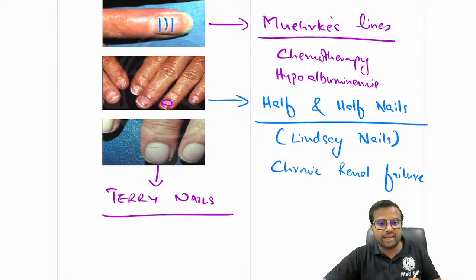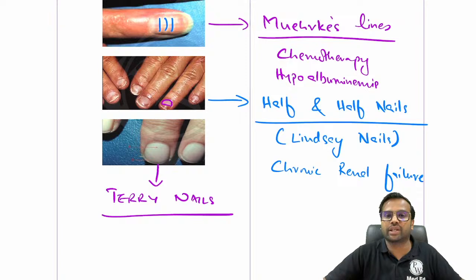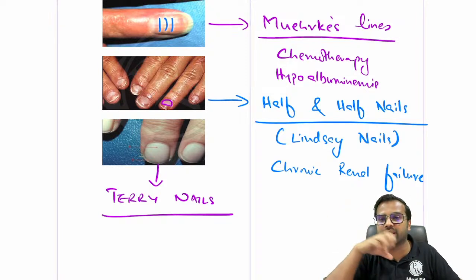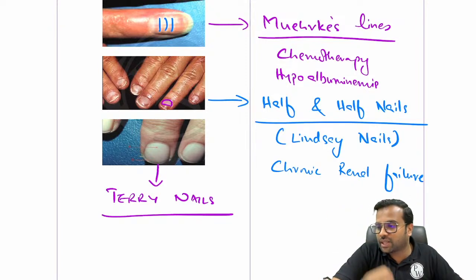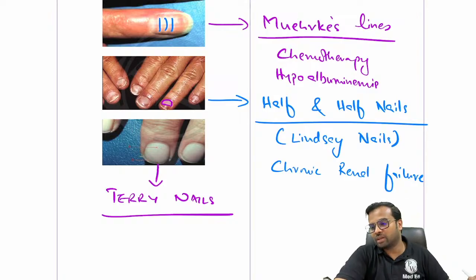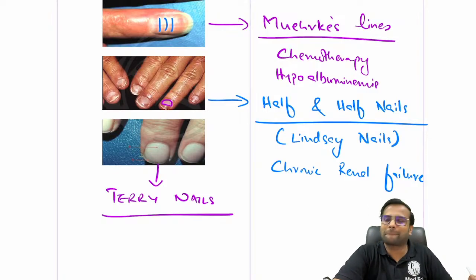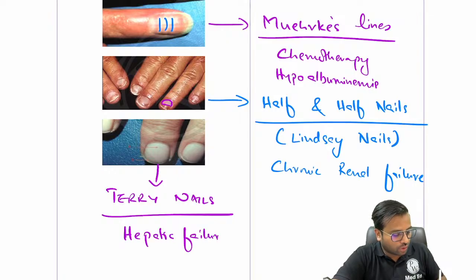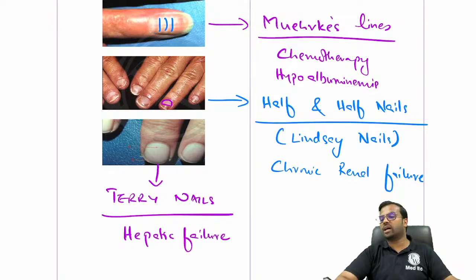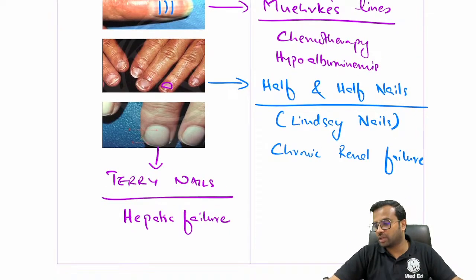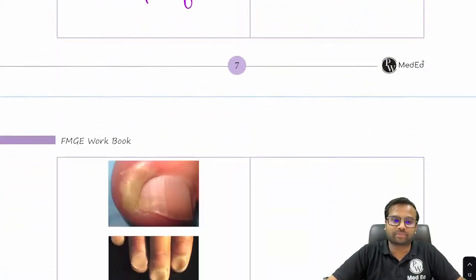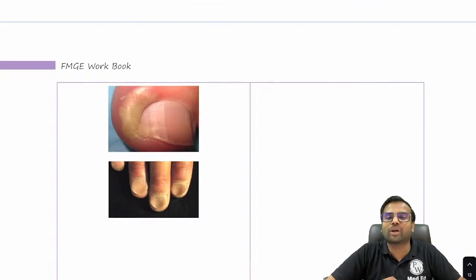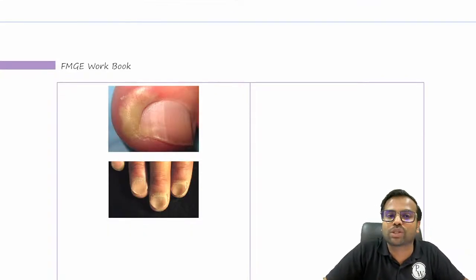So in terry nails, in which kind of patient are you expecting to see Terry's nails? Which kind of patient? Is it anemia or something else? Yeah, very good. This is more likely to be seen in hepatic failure. Excellent. So a few more nails, because this is one high yield topic, right? So we don't want to lose out on anything.